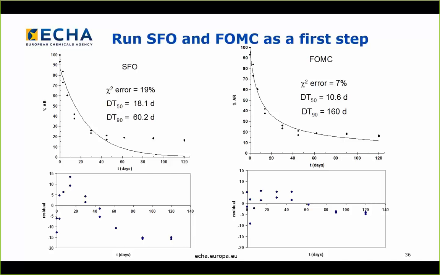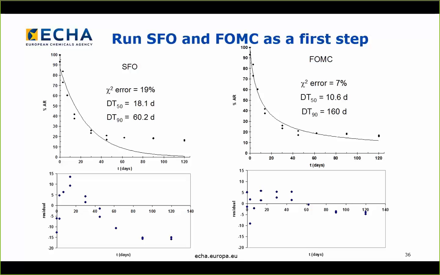and you can see that your SFO fit gives you a chi-squared of 19, your FOMC gives you a chi-squared of 7, so quite a big difference. So even without looking at the visual fits, I would be thinking my FOMC fit is probably better than my SFO fit. And when you start to look at the visual fit, you can see that that's true.